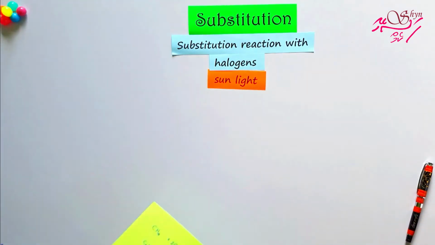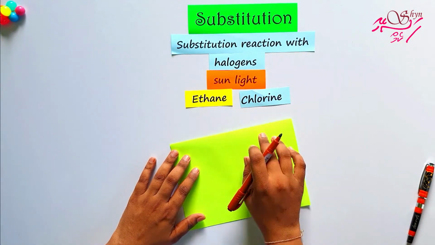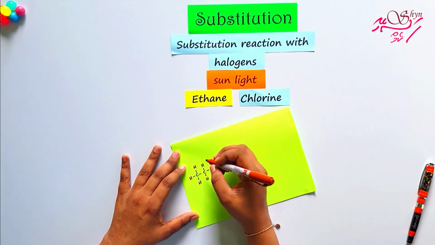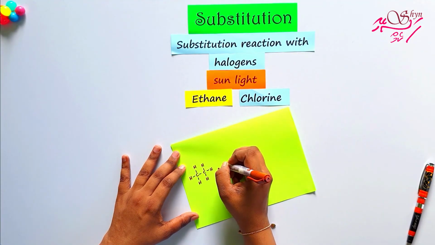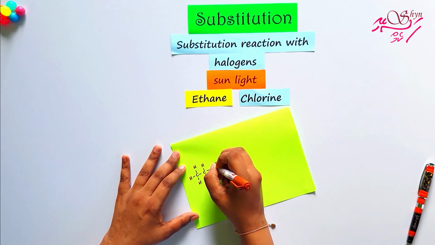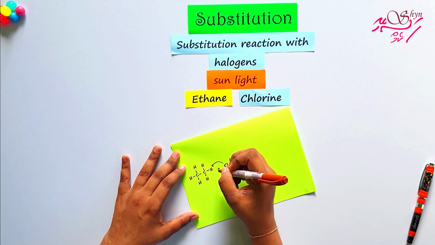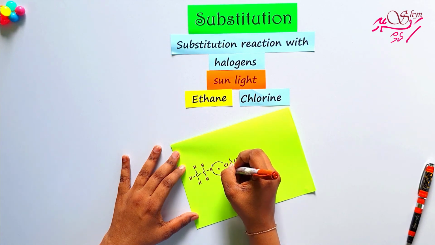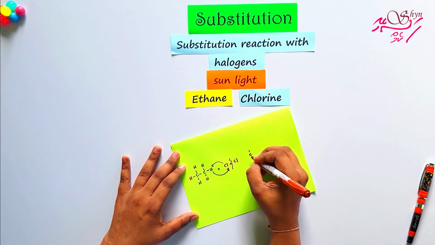Pause the video and write the reaction of ethane with chlorine. Let's draw an ethane molecule. It can substitute any hydrogen. So let's say this chlorine atom substitutes this hydrogen, and hydrogen goes and takes the place of the chlorine atom. And we will get chloroethane and hydrogen chloride.